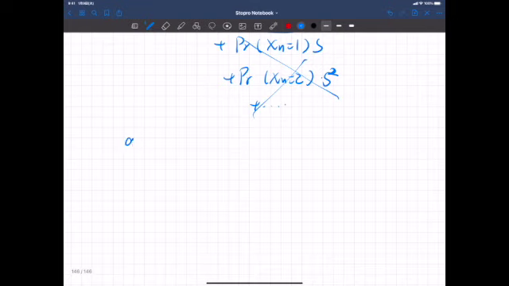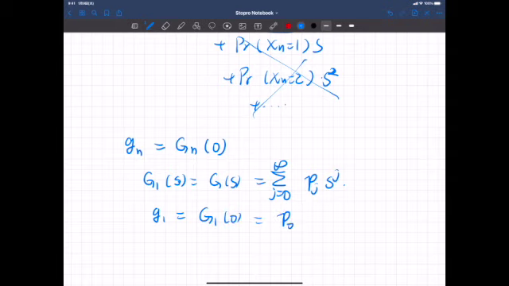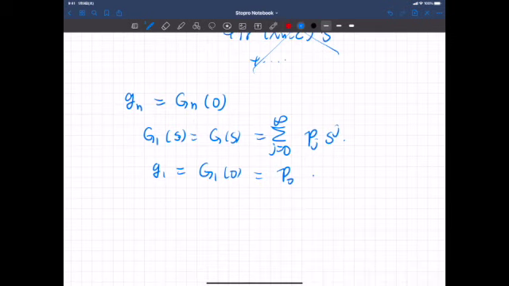So to do that, let's define lowercase gn as the value of the generating function at 0. Okay, and first of all, g1 of s is of course this, and we know the probability mass function for the first generation. This is given. So lowercase g1 is g1 of 0, that is p0. Okay, so this value is known.